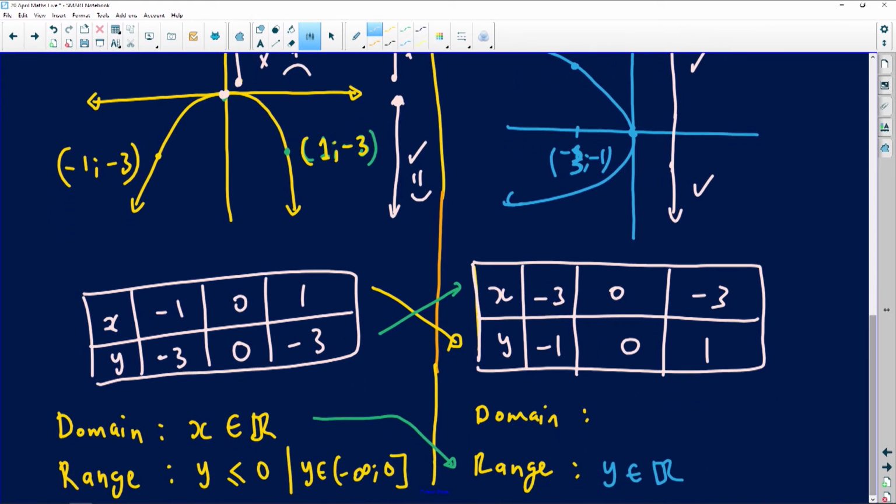Now the domain, I'm going to copy the range of the previous graph and call it the domain of its inverse, which means the domain of this one, instead of saying y, is going to say x is less than or equal to 0, and the alternative notation will also be x is an element of negative infinity all the way up to 0, including 0.